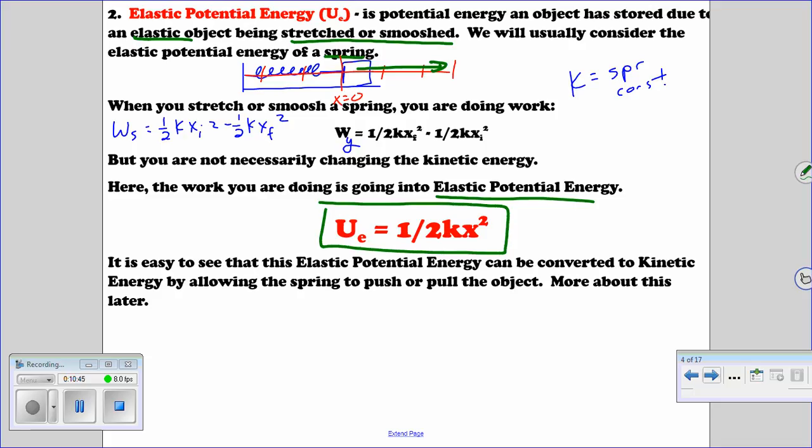All right, so in the same way as if you drop an object, you can convert gravitational potential energy into kinetic energy. Here, if you've got a spring that is either stretched or smooshed, the stored elastic potential energy can be converted into kinetic energy, right, by letting the spring push or pull the object. All right, so those are the two types of potential energy.